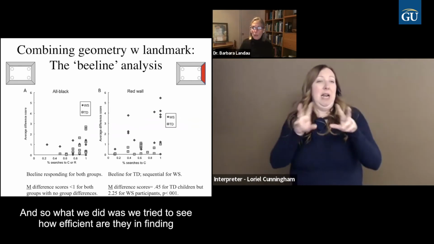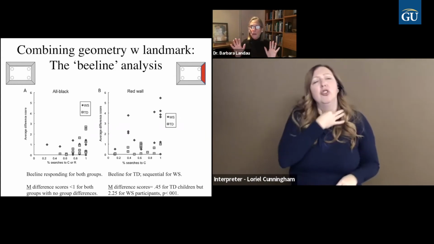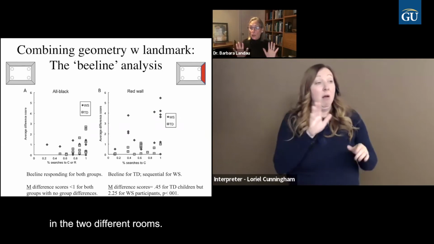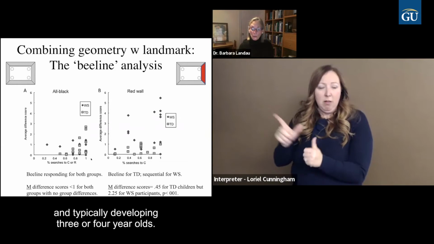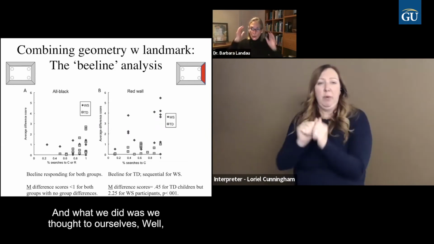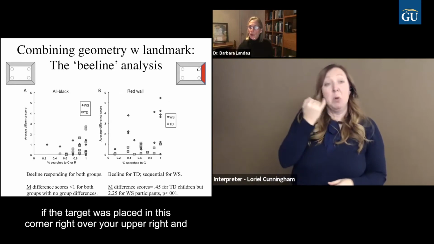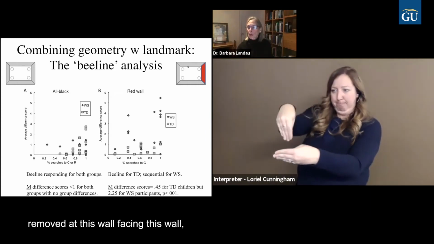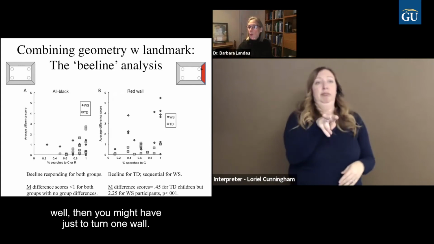We tried to see how efficient they are in finding the target in the two different rooms, the all black room or the red wall room. This is compared across Williams syndrome and typically developing 3 to 4-year-olds. We thought, if the target was placed in this corner, upper right, and you had your blindfold removed facing this wall, then you might have to turn just one wall.